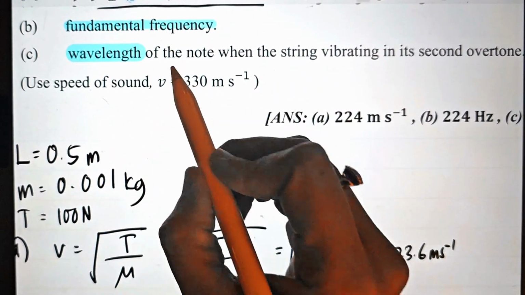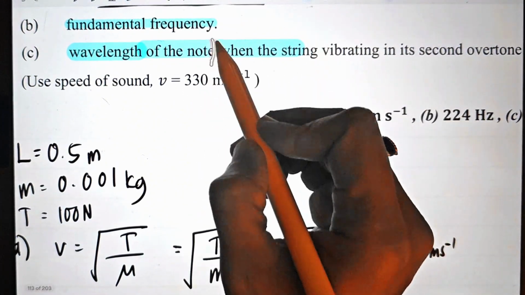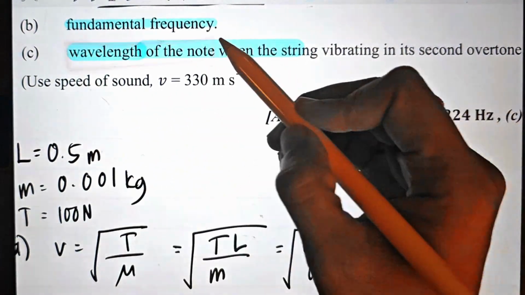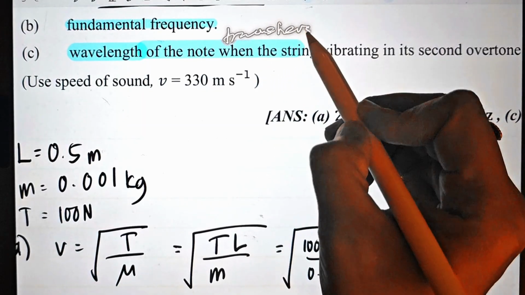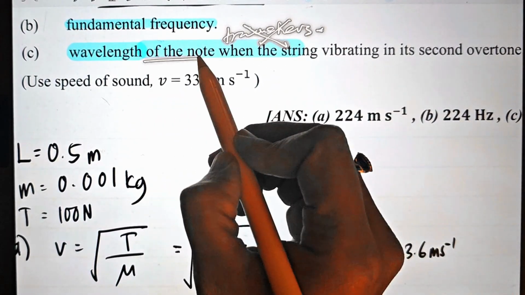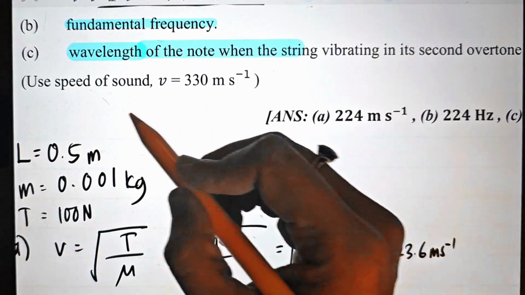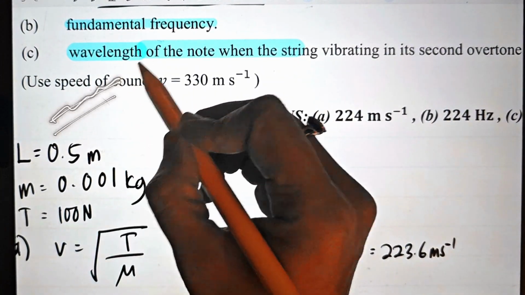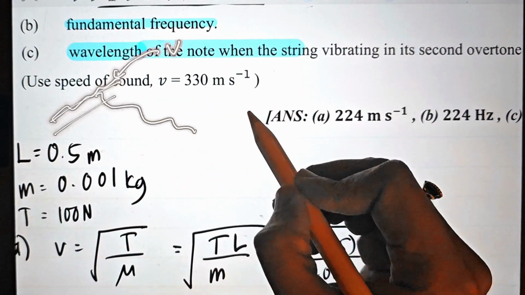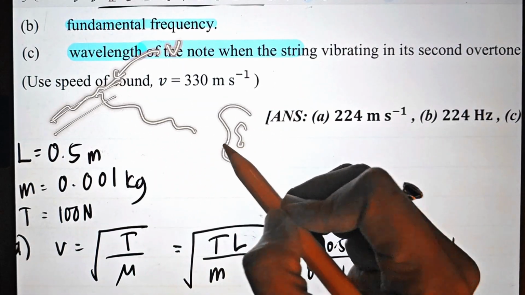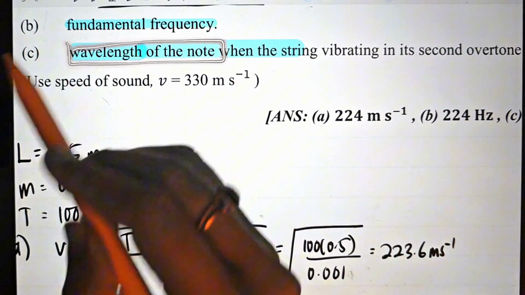Question C, wavelength. We have to find the wavelength of the note. Okay, here it is. This is the wavelength of the note. This is not from the transverse wave, because we are talking about the note. Remember in the previous video I mentioned that when the string is vibrating, it has its own velocity, but as it travels through the air and hits our ear, you are hearing notes. So this one is actually the wavelength of the note.